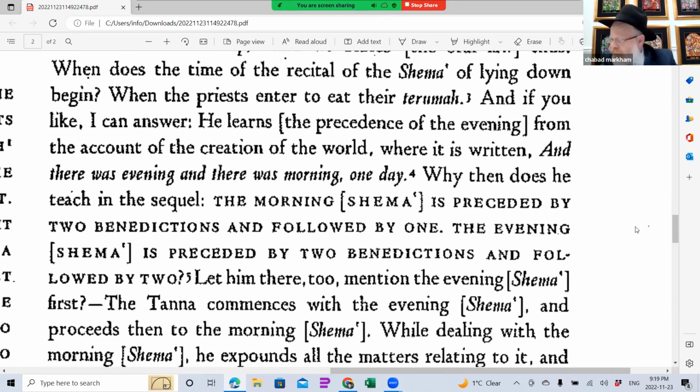Okay, so now I gave you a little bit of flavor of the Gemara. So why does it say first the evening Shema before the morning Shema? Because it says b'shach b'chov kamecha, and also because it says vayehi erev vayehi voker yom echad. So we always say evening before daytime. Okay, so this is just a little flavor of this.